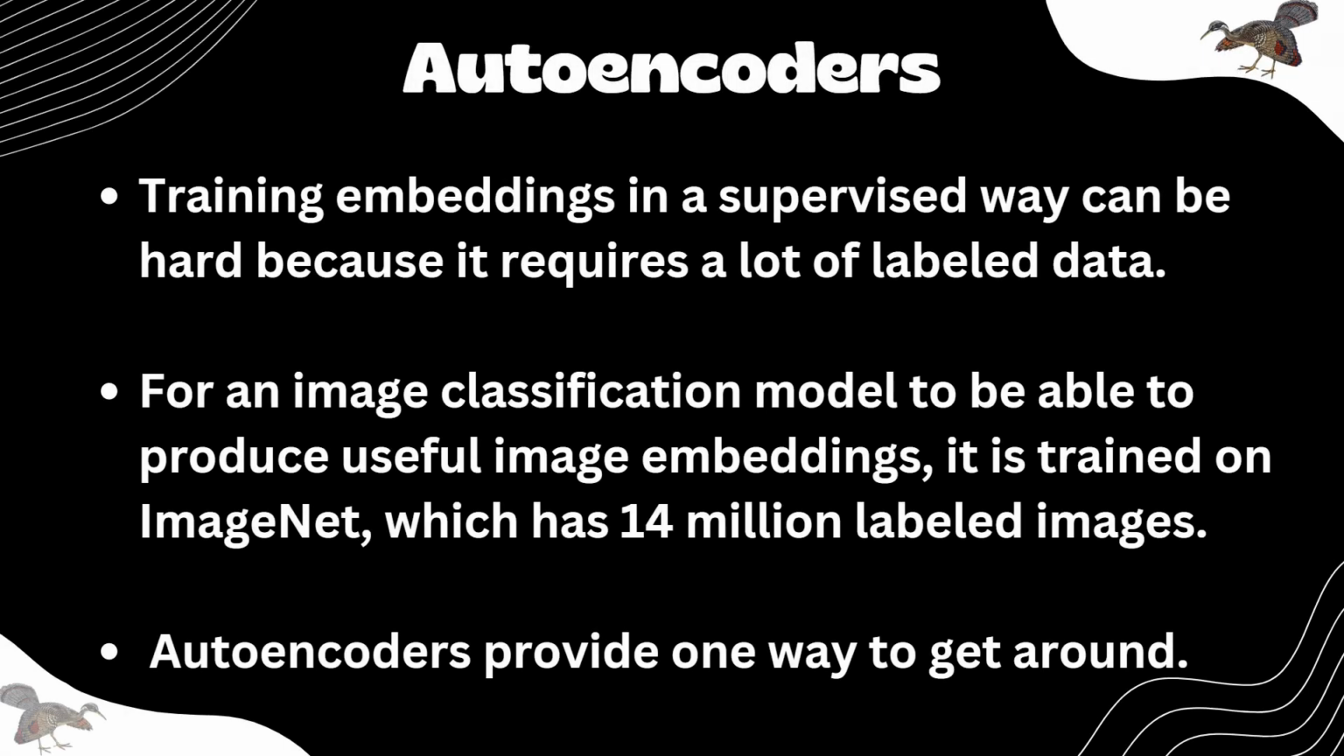Another important topic is autoencoders. Training an embedding layer can be challenging because it requires a large amount of labeled data. For example, when we used a pre-trained CNN and removed the final layer, those models were trained on ImageNet, which contains 14 million labeled images. In most cases, we don't have access to such a large amount of labeled data. An alternative approach is to use autoencoders.